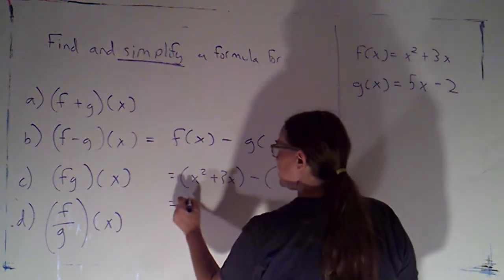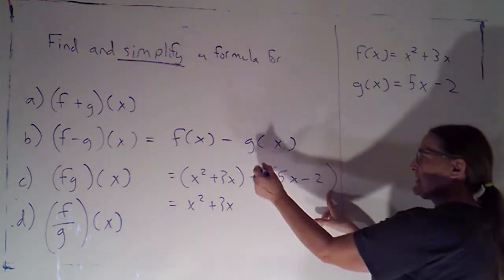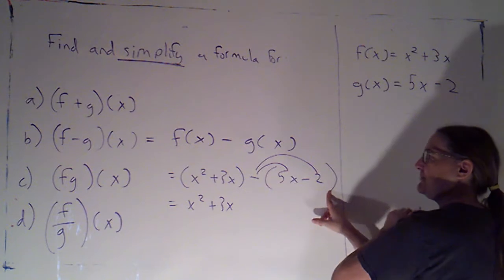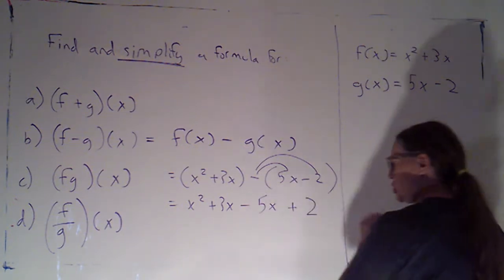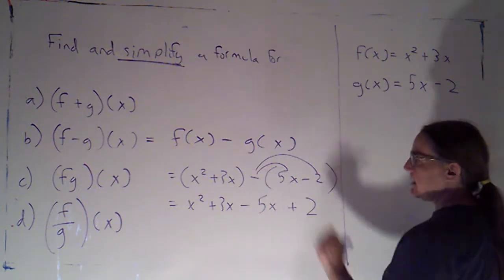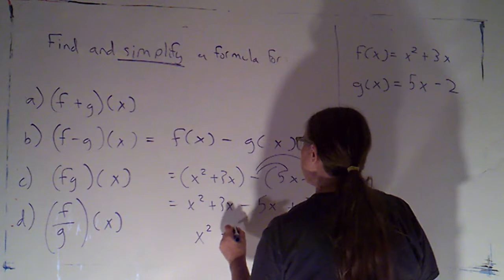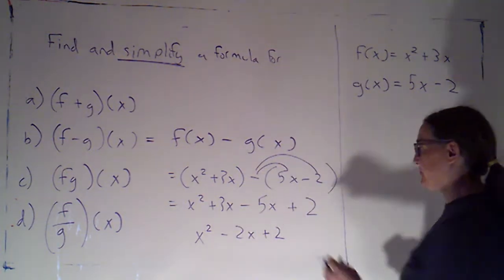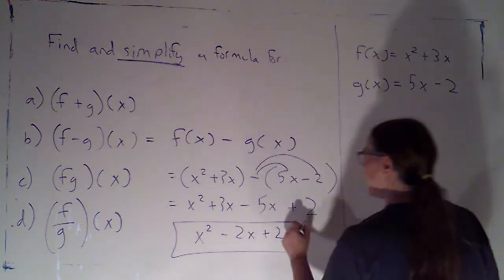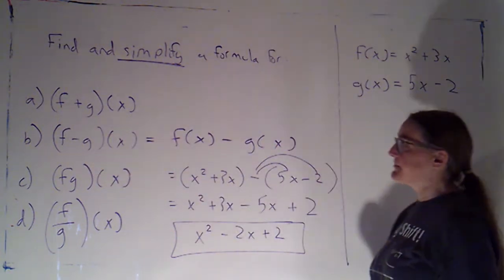So here, these I can drop: x squared plus 3x. In order to get rid of these parentheses, I need to distribute that negative. So it becomes minus 5x plus 2. And now I can go ahead and combine the like terms. So that's going to be x squared minus 2x plus 2. That is my simplified formula for f minus g of x.